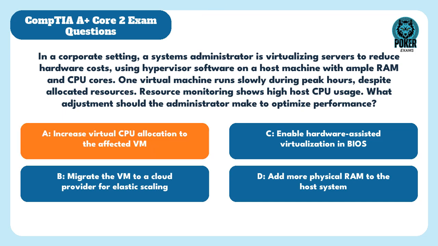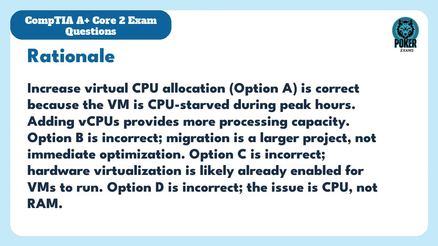The correct answer is A. Rationale. Increase virtual CPU allocation, option A, is correct because the VM is CPU-starved during peak hours. Adding vCPUs provides more processing capacity.